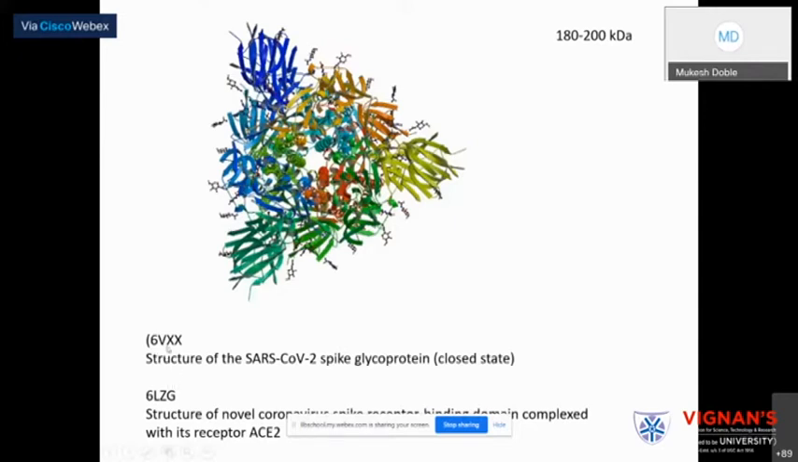If one is interested in designing inhibitors, you can download these PDB structures and design inhibitors to block the action. This C6VXX is the structure of the SARS-CoV-2 spike glycoprotein.